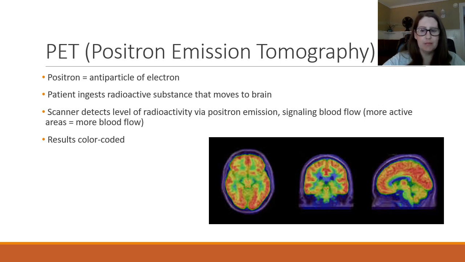So the results are taken in by the computer and usually color-coded. And so red might be high activity, blue might be low activity, and this gives the researcher a good idea of the activity in different areas of the brain. Now, this is a good functional technique, but there's not a lot of structural information. So the next technique we'll talk about actually combines the two to get sort of a good idea of both.